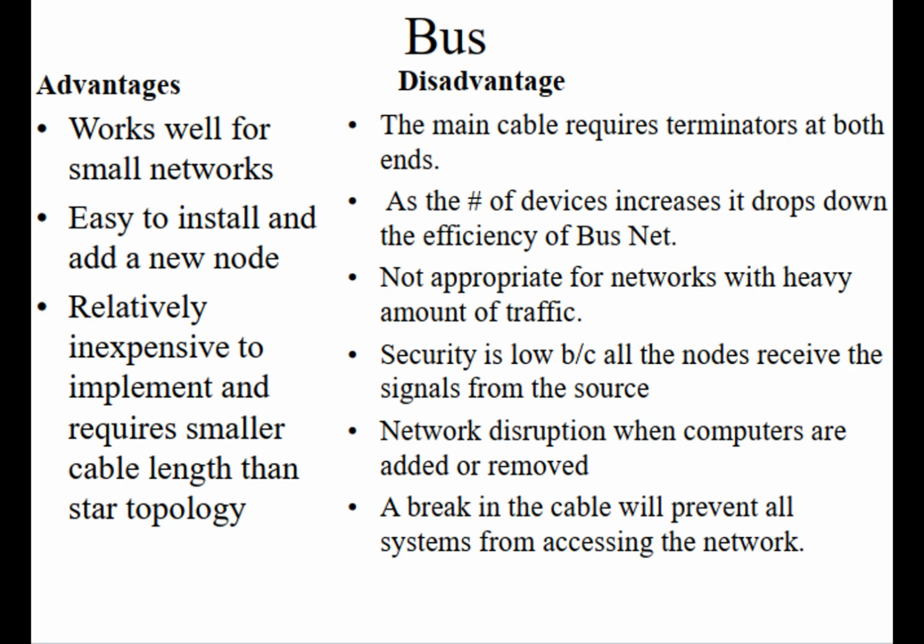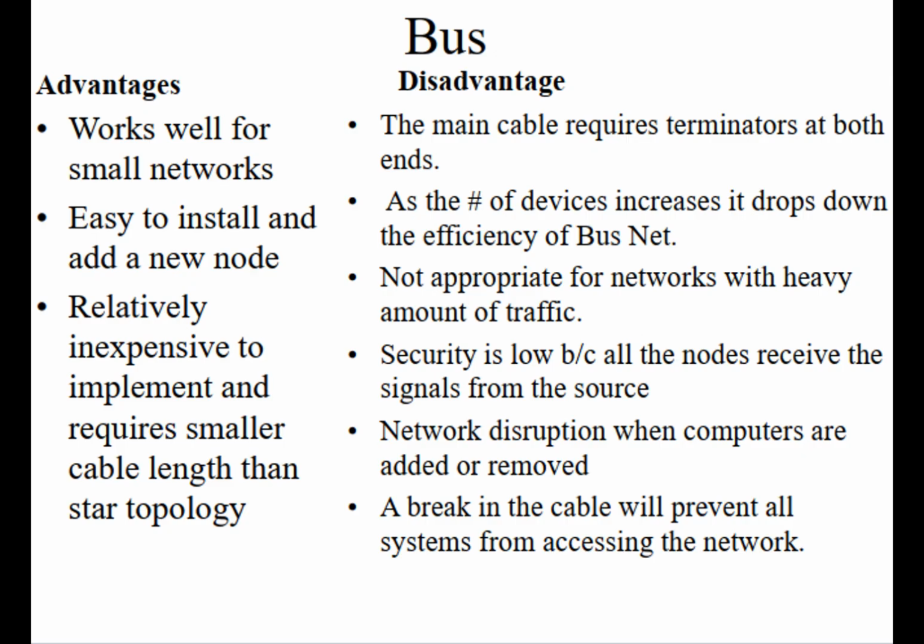Bus advantages and disadvantages. It works well for small networks, is easy to install and to add a new node to, is relatively inexpensive to implement, and requires a shorter cable length than star topology. The main cable requires terminators at both ends. As the number of devices increases, the efficiency of the bus network drops, so it is not appropriate for networks with a heavy amount of traffic.